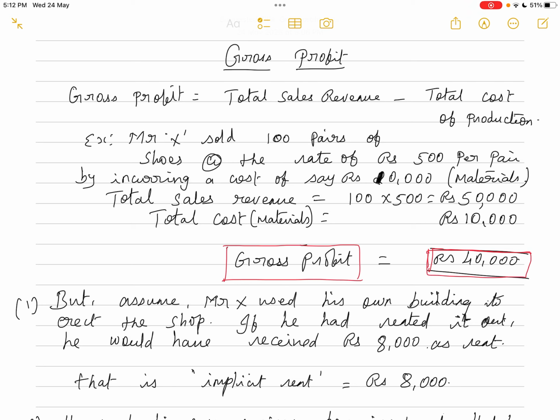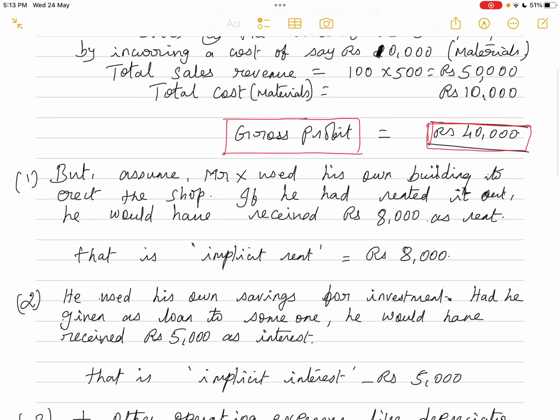So let us assume an example, Mr. X sold 100 pairs of shoes at the rate of rupees 500 per pair by incurring a cost of, say, rupees 10,000. So this 10,000 is the cost of the materials. So the total sales revenue is equal to 100 into 500, rupees 50,000. That is the sales revenue Mr. X is receiving, and the total cost, only the materials cost, is rupees 10,000. So gross profit, total revenue minus total cost, is rupees 40,000.